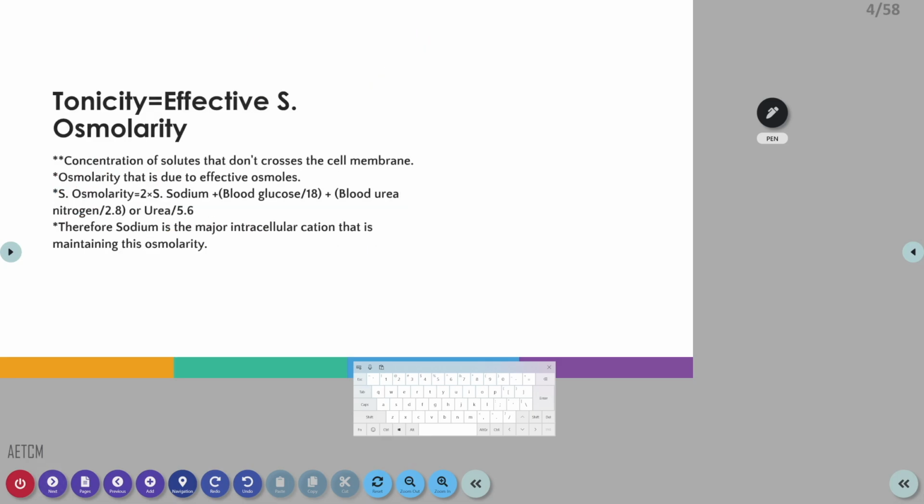Therefore, tonicity is equal to effective serum osmolarity. So, effective serum osmolarity or tonicity is the concentration of solutes that do not cross the cell membrane. That is, osmolarity that is due to effective solutes. The serum osmolarity formula is 2 into serum sodium plus blood glucose divided by 18 plus blood urea nitrogen divided by 2.8, or urea divided by 5.6.